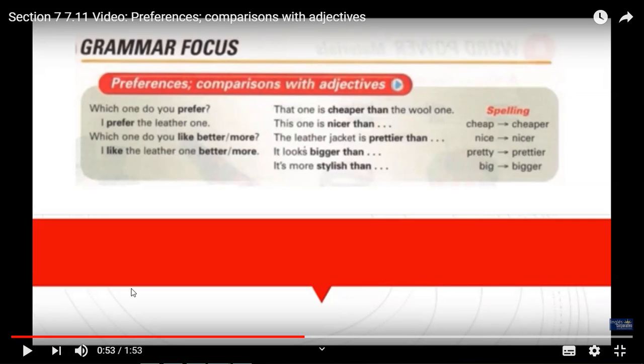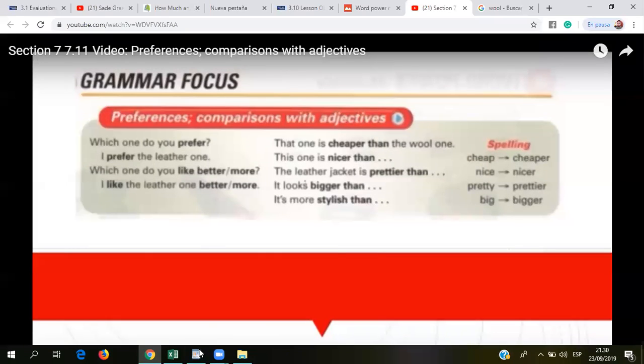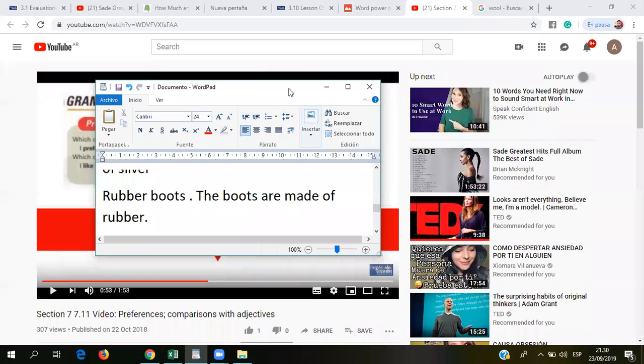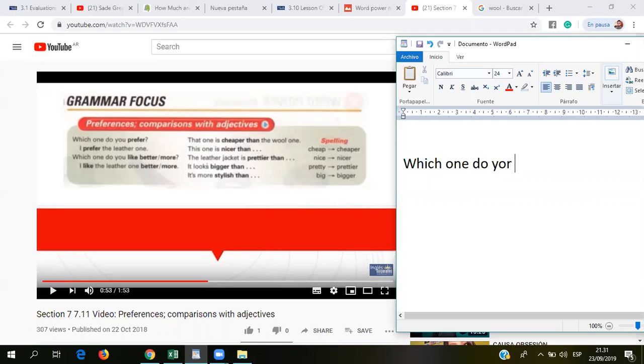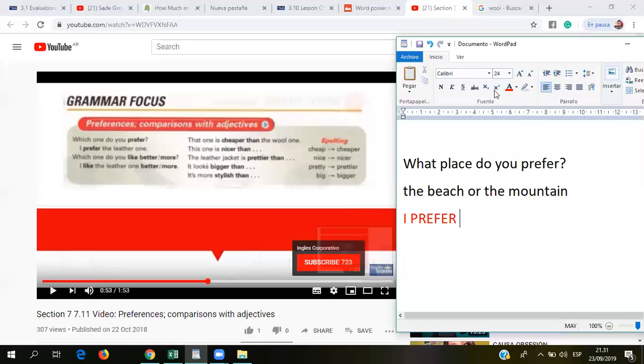All right. I'm going to give you some examples with that. So imagine I tell you guys, you already practiced with this and you did great, actually. So I'm going to say, what place do you prefer? The beach or the mountain? What do you prefer, guys? The mountain. Beach. I prefer the beach. You have to make it longer. It's two syllables. Beach. I prefer the beach.